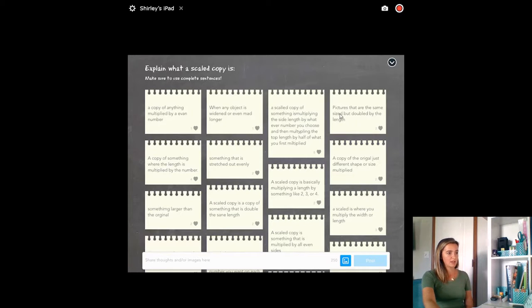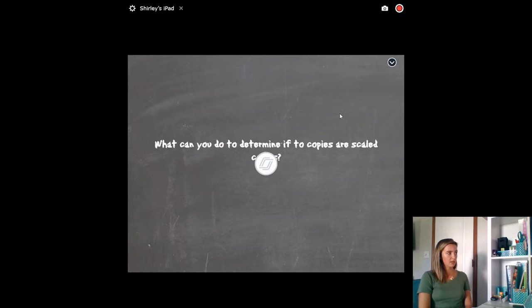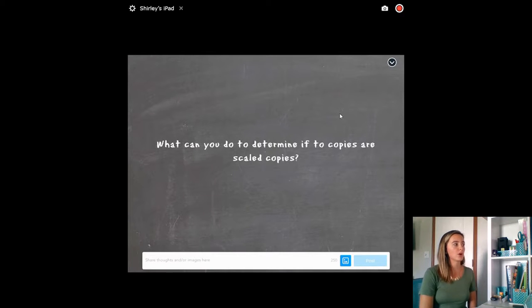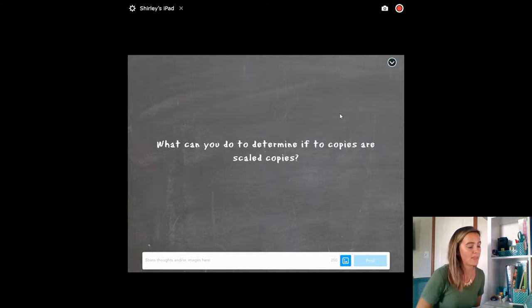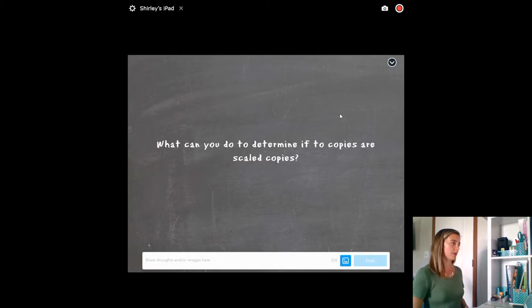Okay, I'm going to switch the slide. You have one more collaborate question. What can you do to determine if 2 copies are scaled copies? So what that means is how can you prove mathematically that something is a scaled copy? So instead of just looking and circling it, what is that math that you have to do to figure out for sure whether or not they are scaled copies?